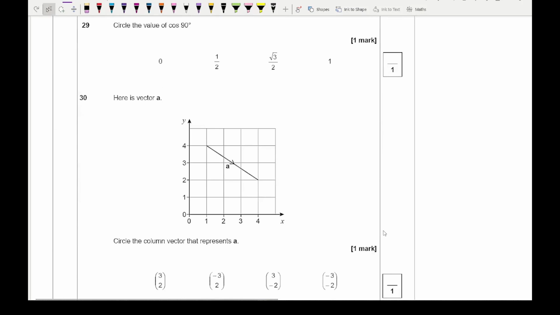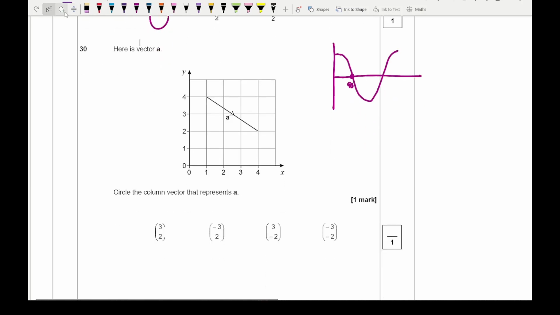Moving on to question 29, it says circle the value of cos 90. Now again, this is using exact values of trig. So again, if you know it by memory or by graphs or whichever, it's a multiple choice question. But looking at the cos graph, it looks like this, and at 90 it is at 0. So the answer we need to be circling is the first one.